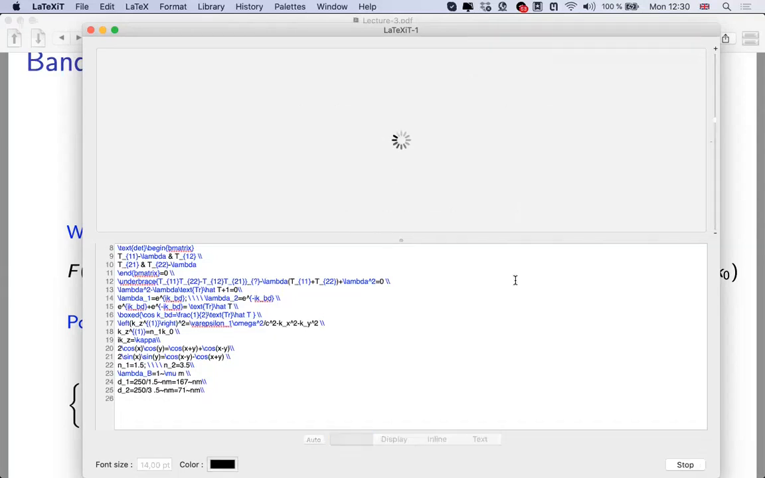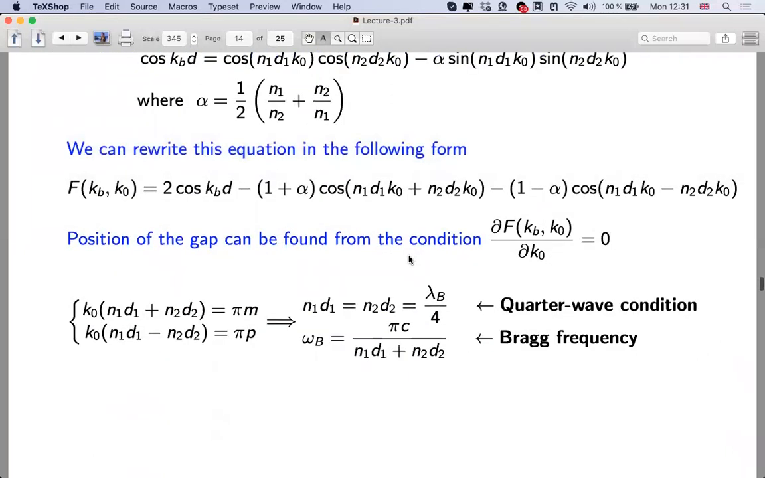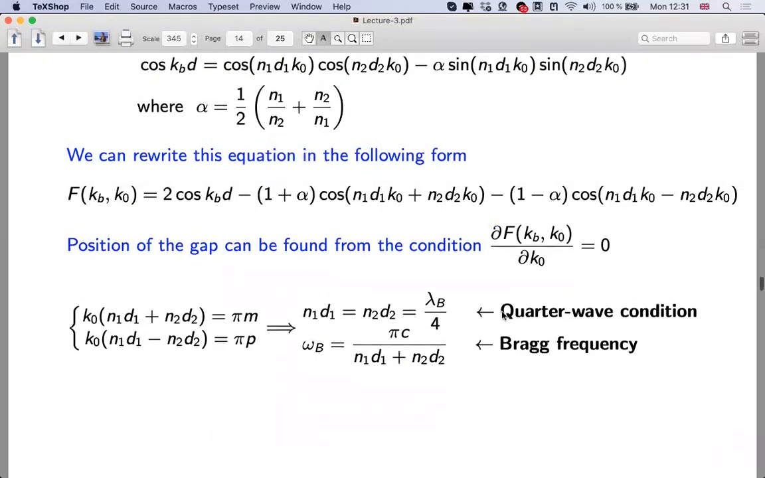So in this case, for such thicknesses, 167 and 71 nanometers, you will have exactly the band gap of your photonic crystal at the wavelength equal to 1 micron. So this is a way how it's possible to engineer your photonic crystals. And this is the so-called quarter wave condition.